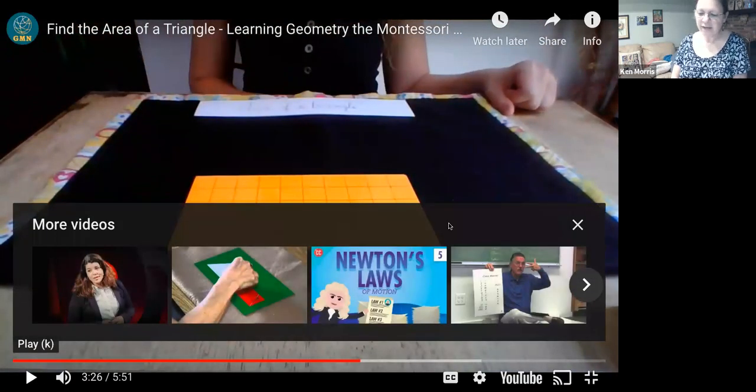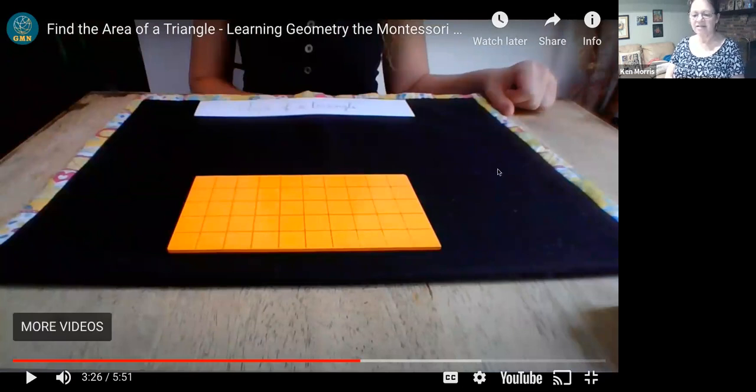All right, so in a way, I can see why this is considered more abstract than the metal insets, because as you see, we've lost the triangle, right? So she's rearranged it, but we don't have a visual of the triangle like we do with the metal insets. So that would be one argument for doing this later.